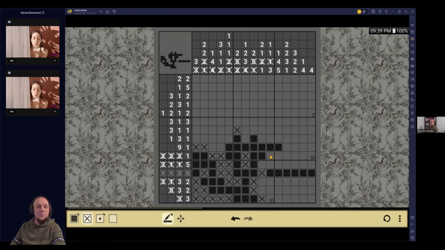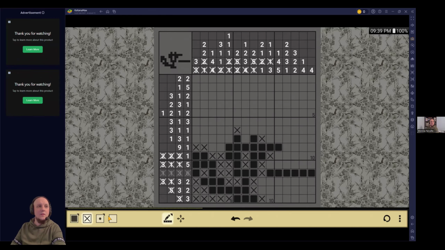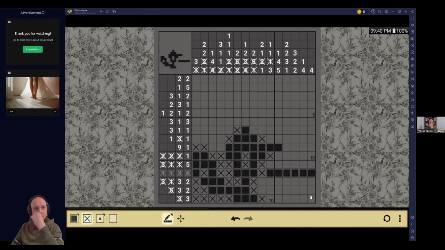These 2 are separated by 1 x. This is also an x. We found the 2. And definitely we have the 3 here, which is also here, close by the 1s. Okay, let's get back to this part.